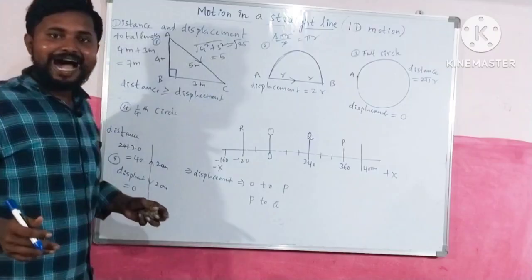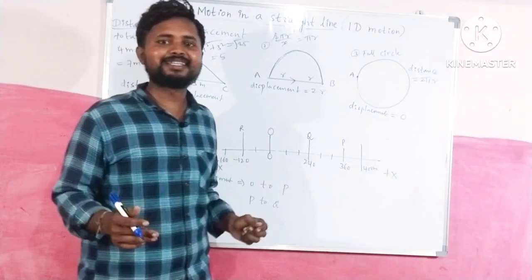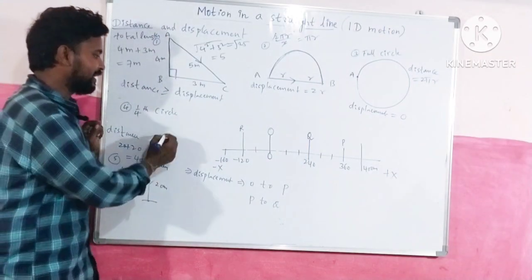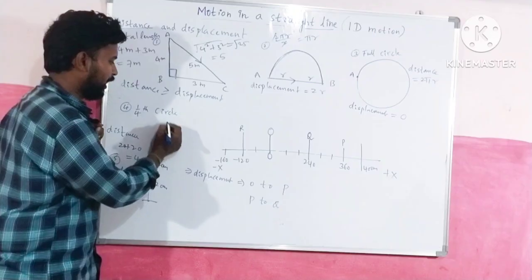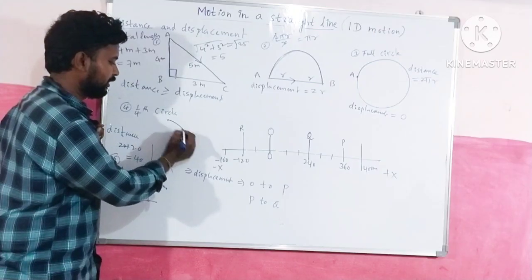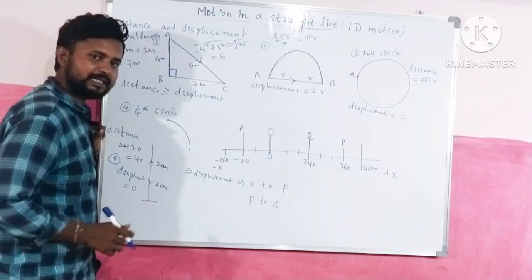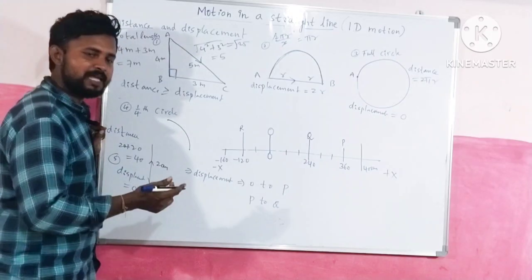So distance is always greater than or equal to displacement. Let's look here. A body completes a 1/4 circle, starting from a position here and coming to a position here. What is the distance and what is the displacement?